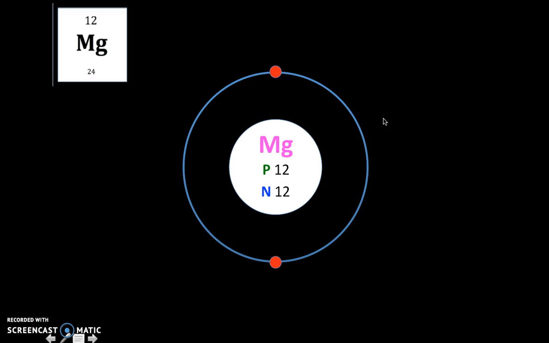The next thing you're going to do is draw a second shell because we clearly don't have 12 electrons yet. We need 12, but we only have 2, so we're going to need to draw a second shell.